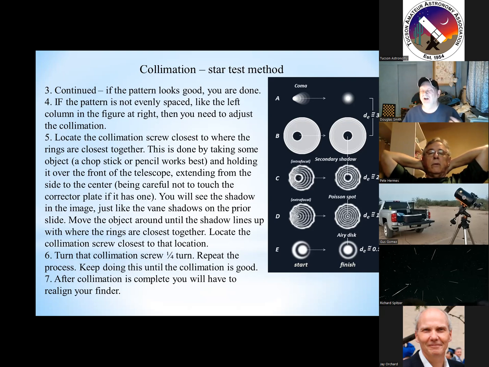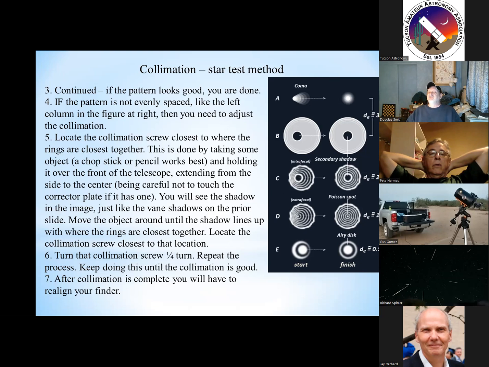Now, if the pattern is not evenly spaced, and you look at this image on the right, and these figures here where the rings are not evenly spaced, like this one and this one, then that means you're out of collimation. If you were to focus down on your star, you wouldn't get a nice image like that. You'd get something that looks like this over here. So you're not collimated. That means you need to adjust your collimation. How do you do that? That's what we're going to talk about.